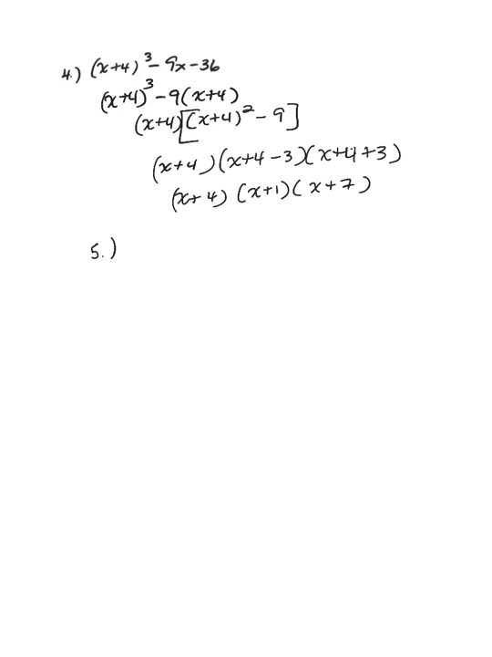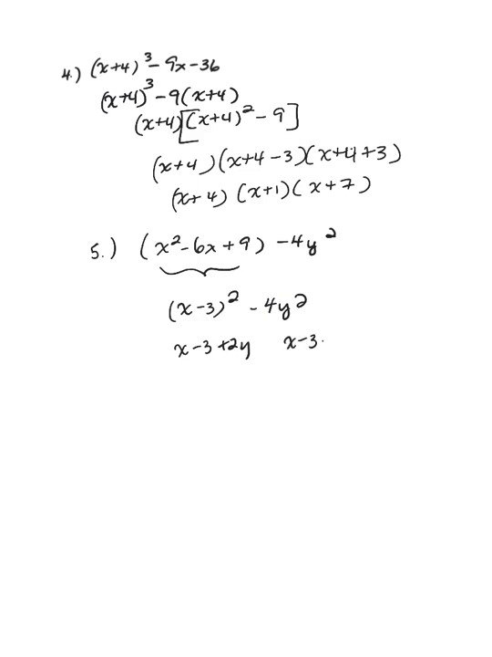Let's take a look at number 5. So number 5, we have x squared minus 6x plus 9 minus 4y squared. Do you see that this is a perfect square trinomial? So this is x minus 3 squared minus 4y squared. So now it's actually a difference of squares. So you get x minus 3 plus 2y, x minus 3 minus 2y. It's the same thing, so that doesn't matter.